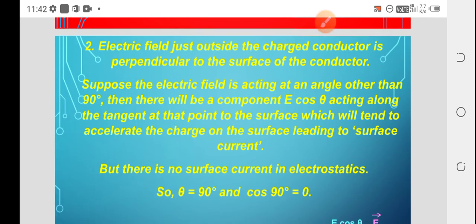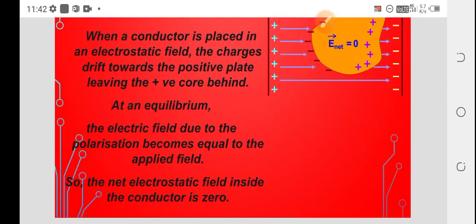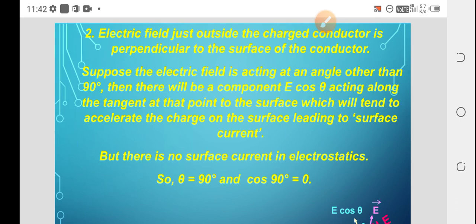Second point about the behavior of conductors in electrostatic field: the electric field just outside the charged conductor is perpendicular to the surface of the conductor.